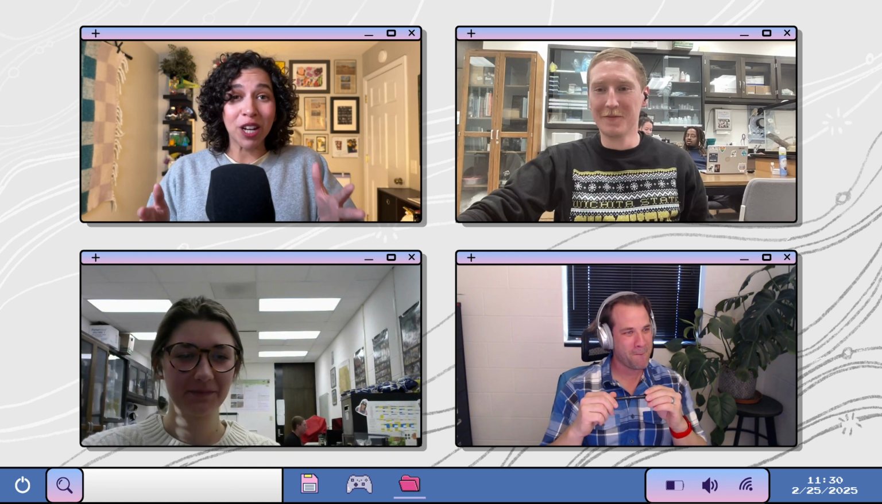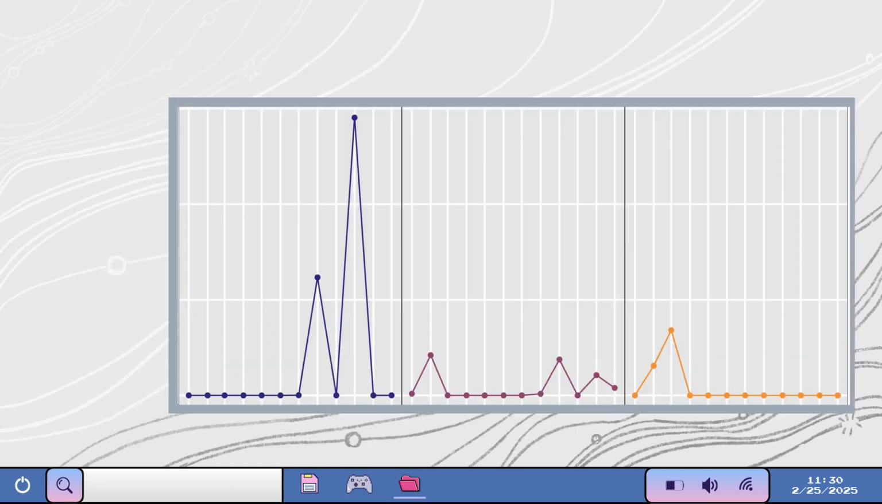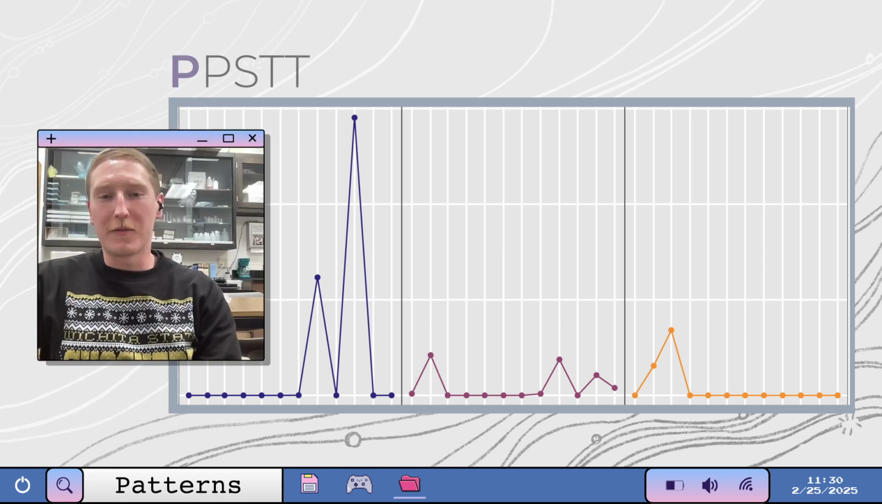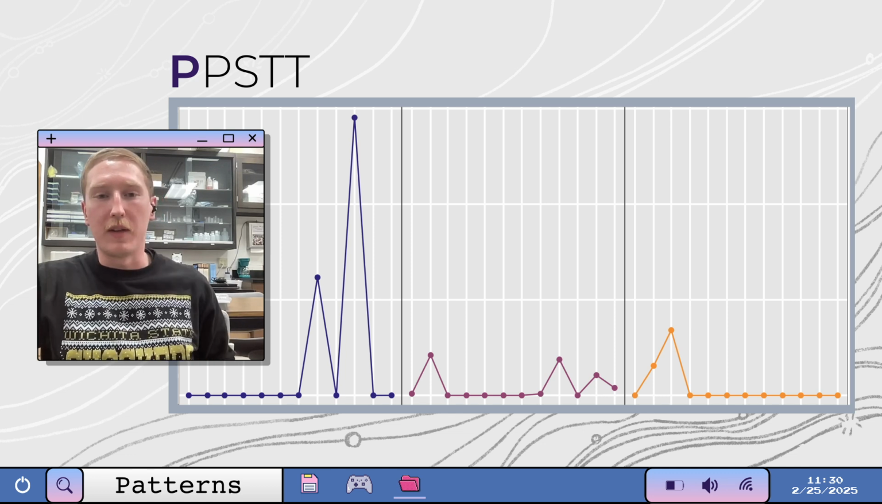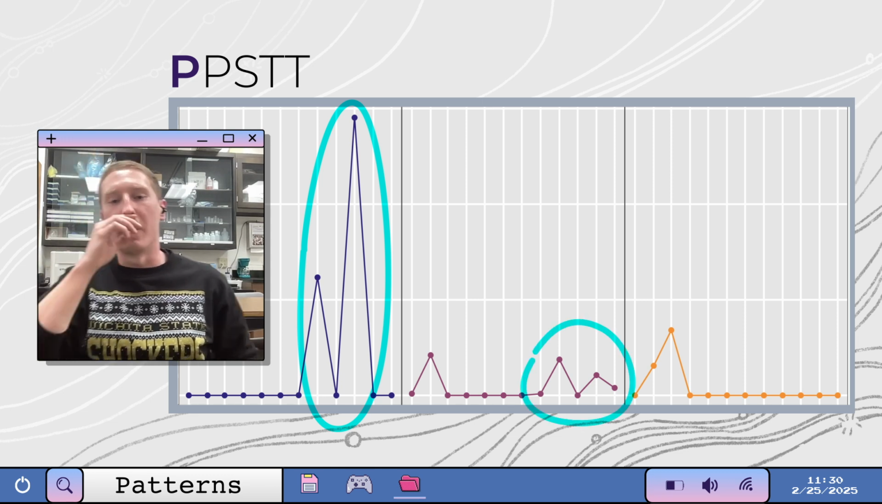So I'm going to show you a graph you've never seen before, and I want you to all walk us through the PST framework. Okay, so here's your graph. What patterns do we notice? Parker, let's start with you. So the first thing I noticed is most of the peaks are very variable, and we see a huge peak right here. Then we see the same type of peak in this area, but it's less significant.